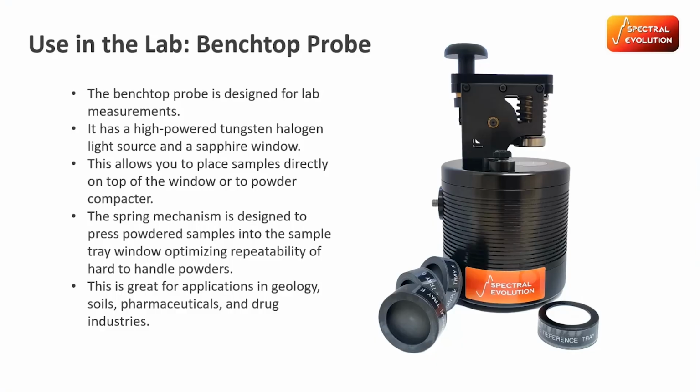This is not meant to be in the field. This is more of a lab accessory, but internal to this light source is a tungsten halogen light source that shines up, so you can place a rock or place one of these trays on top of the benchtop probe and get good spectra with high energy through that sapphire lens.